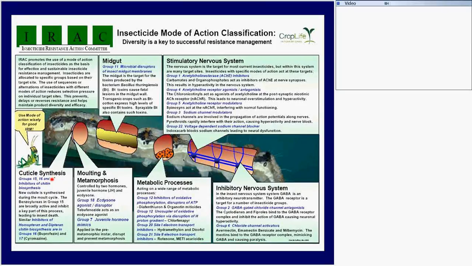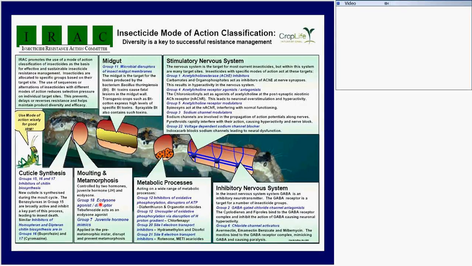Groups that interfere with synthesis of the cuticle and insect exoskeleton are built into several groups. Groups 15, 16, and 17 inhibit chitin biosynthesis. For molting and metamorphosis interference, you have group 18, which is ecdysone agonists and disruptors. Ecdysone is one of the insect hormones. And group 7, which is hormone mimics, which is another hormone. So those are different groups.